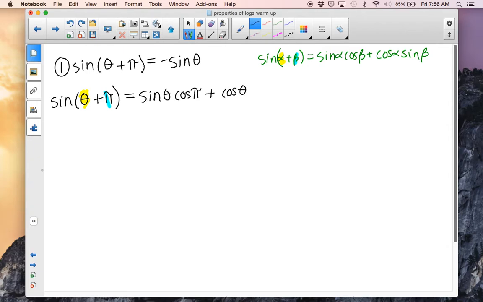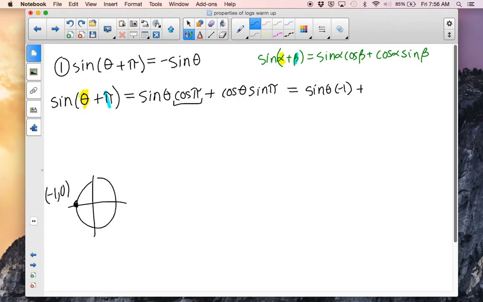theta sine pi. And I'm going to say that equals, well, cosine of pi, think about your unit circle. Pi is over here, and that point is negative 1 comma 0. So cosine of pi is negative 1. So what we have is sine theta times negative 1 plus cosine theta, and sine of pi is 0. So times 0.